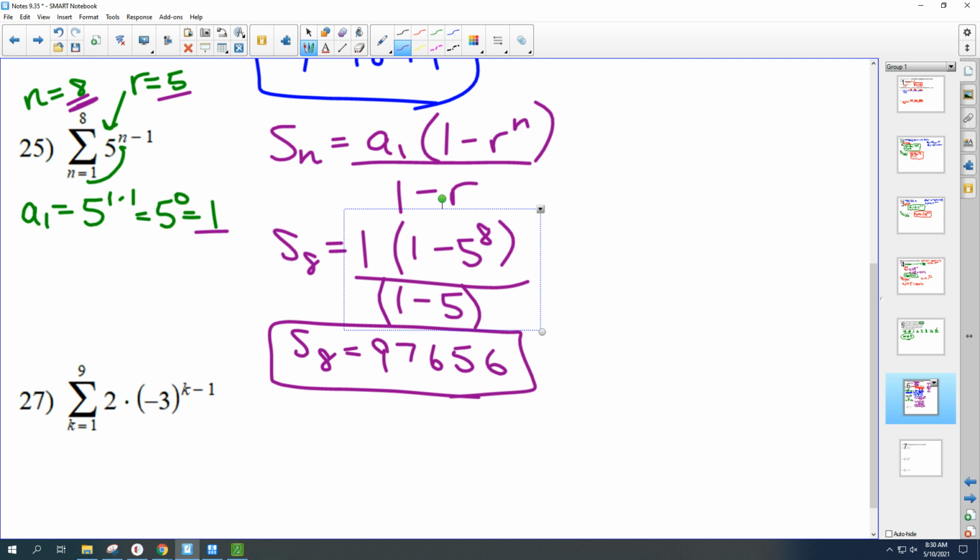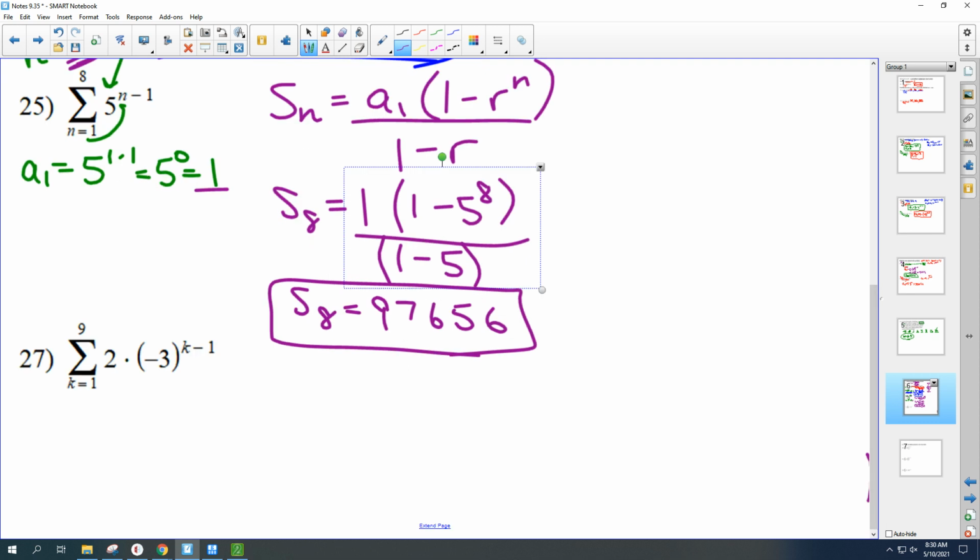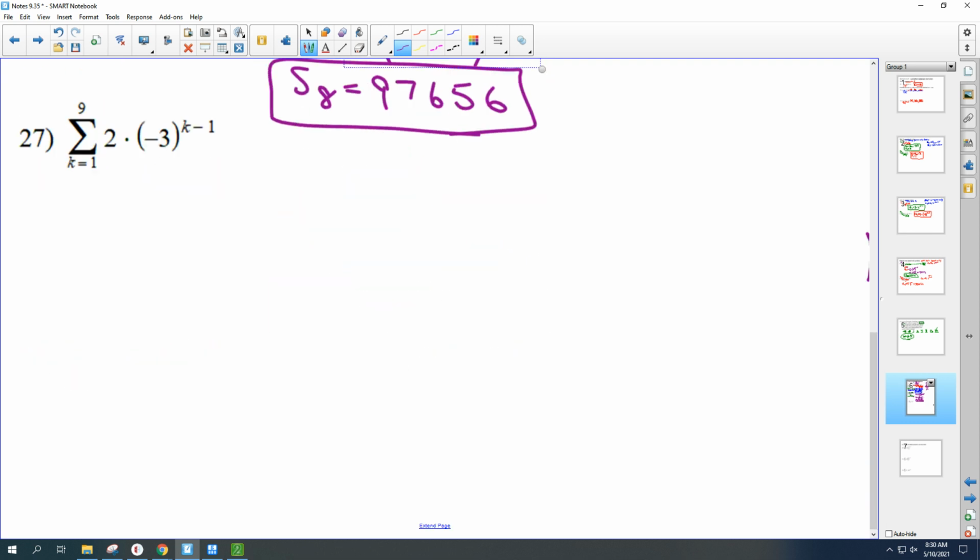Right, 27 looks more complicated, but it's still basically the same idea. We can see n is 9. Okay, r is negative 3, not the 2, not 2 times negative 3, it's negative 3, and you can tell because it's the base on the exponential. Whatever carries the exponent, whatever holds up the exponent, that's your r value. That's what's getting multiplied times, times, times, times.